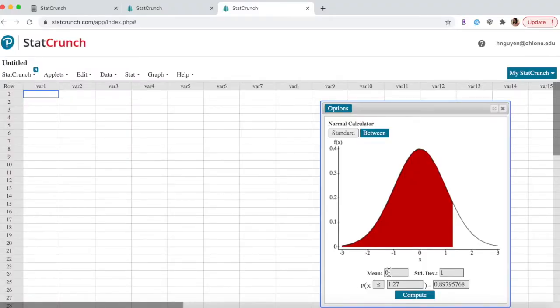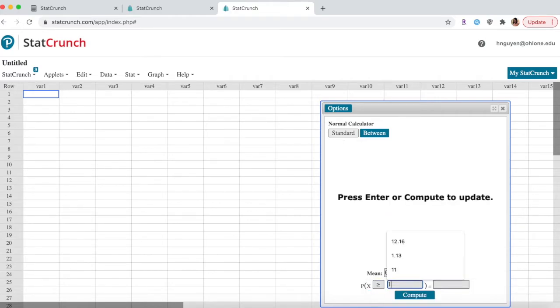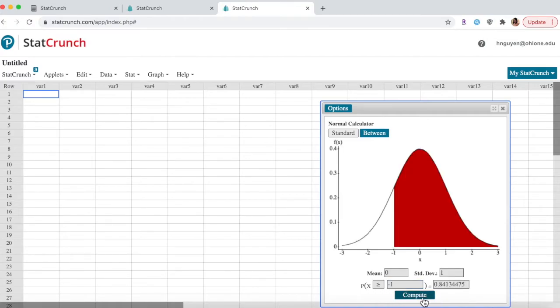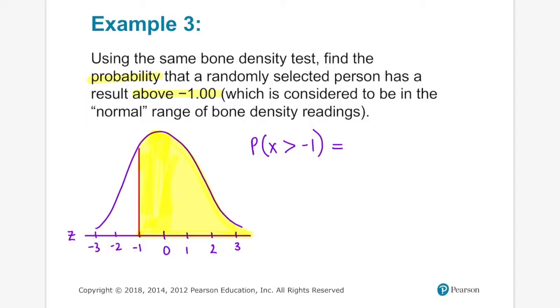In this example, my mean is still 0. My standard deviation is still 1. I want the probability of x is greater than -1. This is my probability. And I got 0.8413445. Round to 3 significant figures.